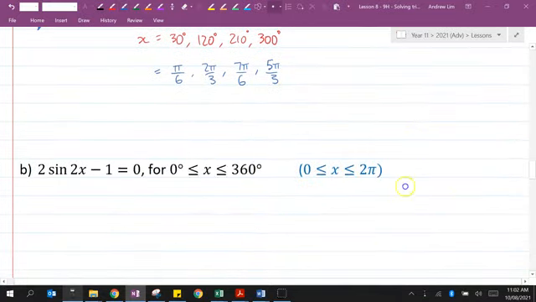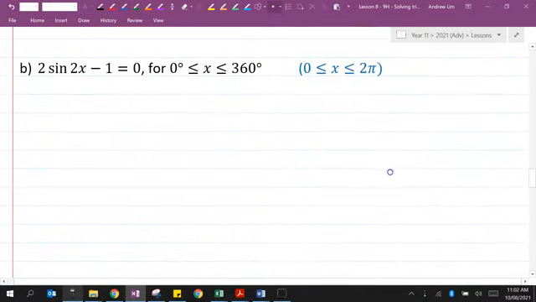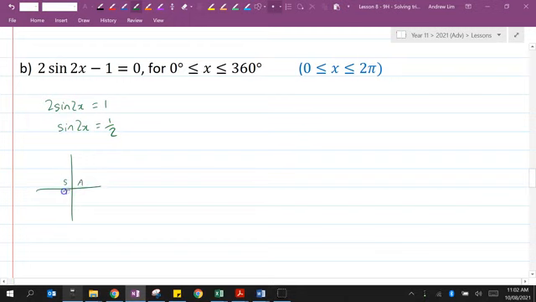Okay. Let's have a look at question B. Here we have 2 sine 2x minus 1 is equal to 0. So I want sine 2x by itself. So we've got 2 sine 2x is equal to 1. Sine of 2x is equal to half. So it's a positive half. All stations to central. Sine is positive here and here.